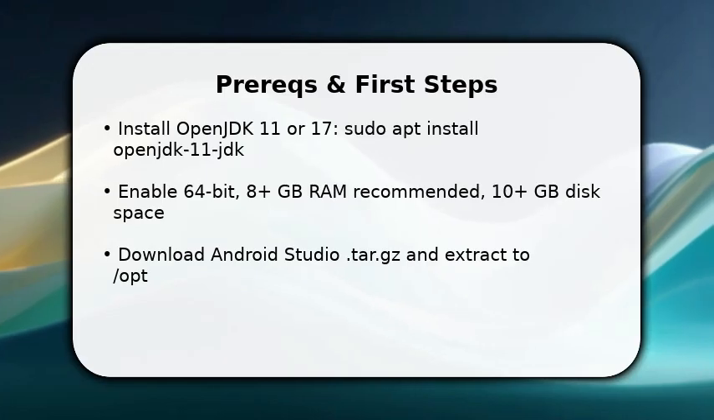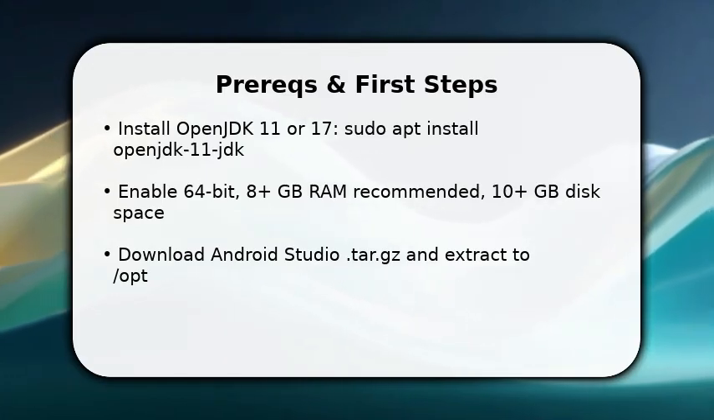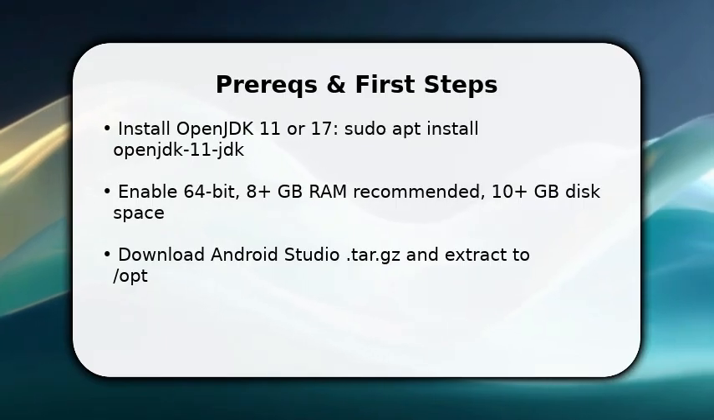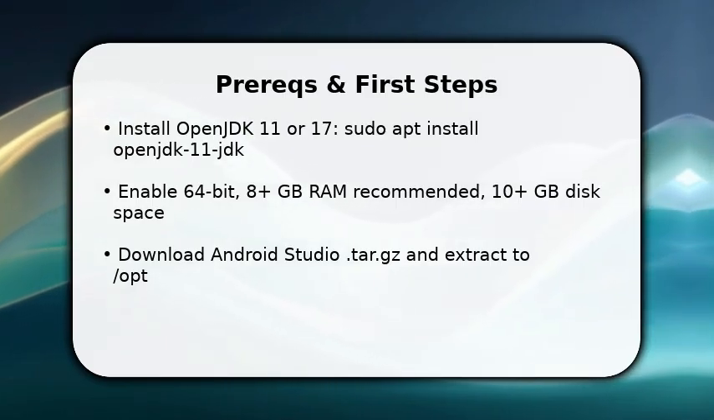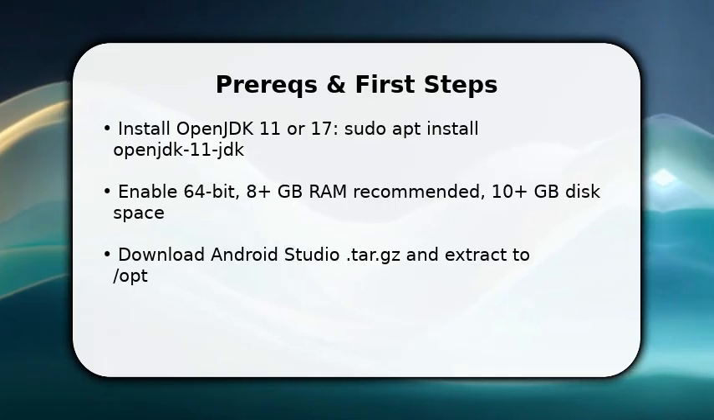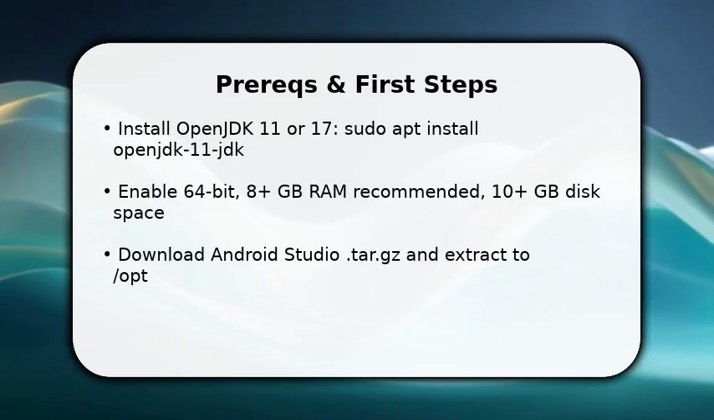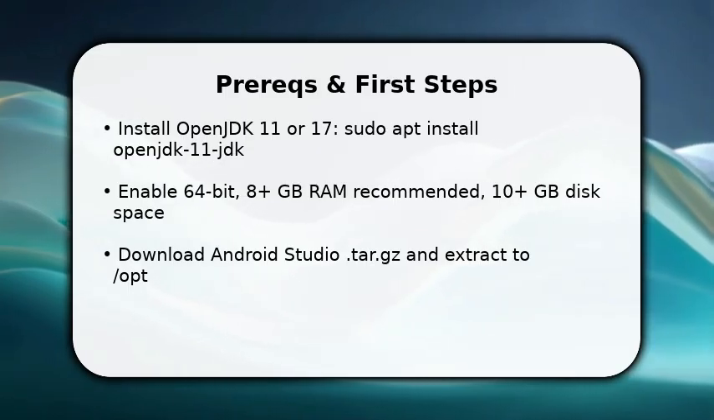Enjoy the video. You begin by confirming prerequisites. OpenJDK 11 or 17, a 64-bit Ubuntu install, and sufficient RAM and disk. Once confirmed, download the Android Studio tar.gz and extract it to /opt for system-wide use.